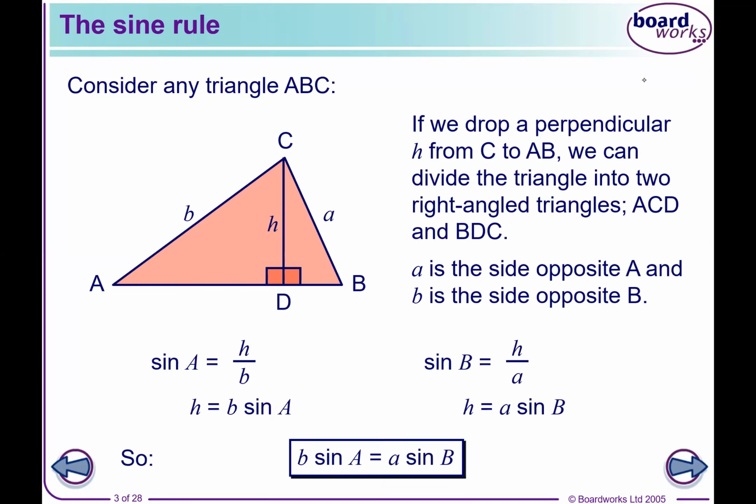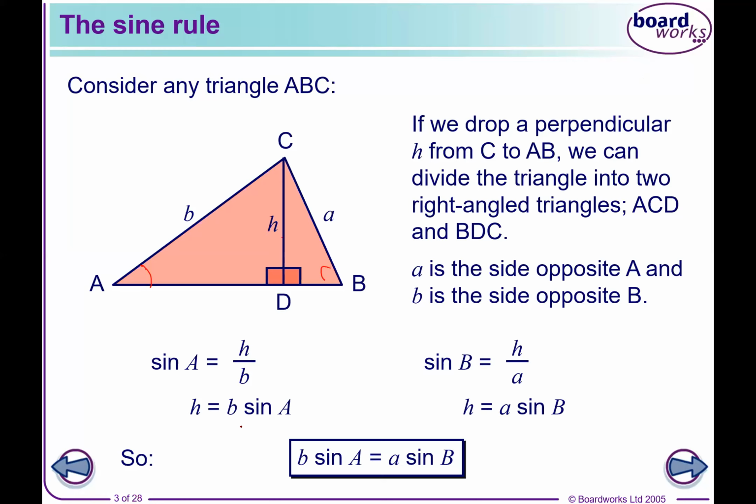Why is that, everyone? B sine A equals A sine B because this is the H and this is the H, right? You can find H by using the ratio from the left or the ratio from the right. H here equals, from sine A, H over hypotenuse, and sine B was H over hypotenuse.